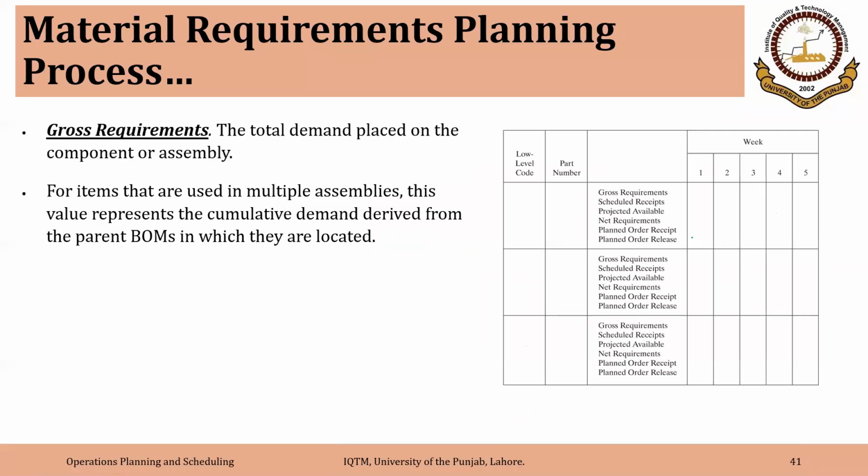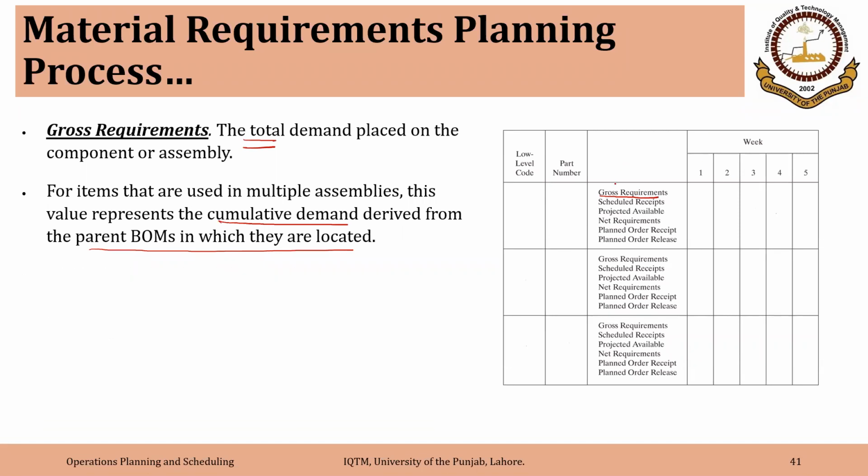First, the gross requirements: the total demand placed on the component or assembly. For items that are used in multiple assemblies, this value represents the cumulative demand derived from the parent bill of materials in which they are located. So if one component is used in more than one product, then we will sum up the requirement of that component in all the final products or assemblies.